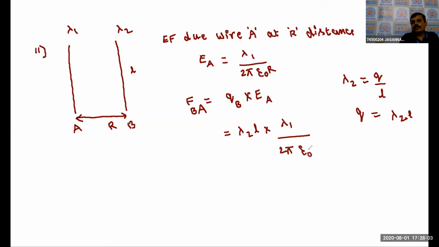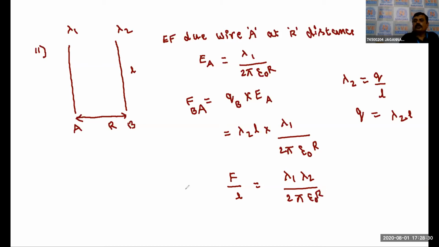Got the point? Sorry, this is capital R, this one. This is capital R. So this length, take this side. Then how much do you get? Your force per unit length is equal to lambda 1 lambda 2 divided by 2 pi epsilon naught into R.